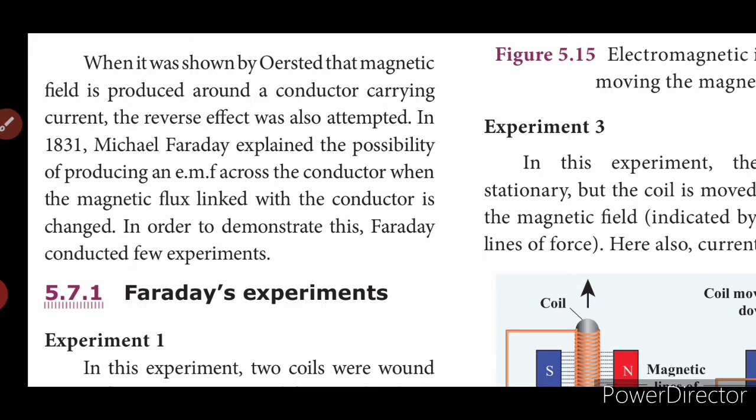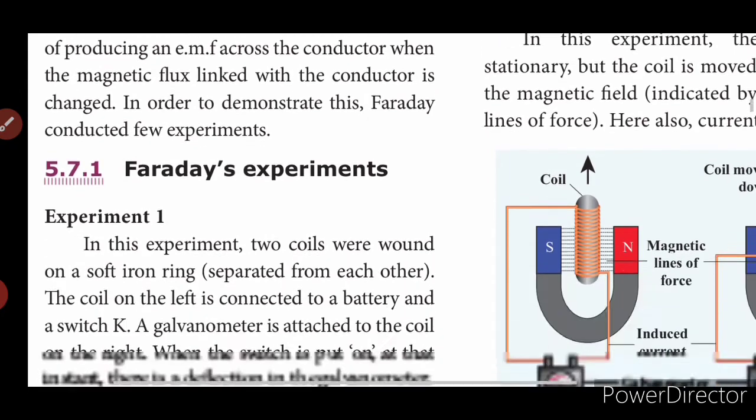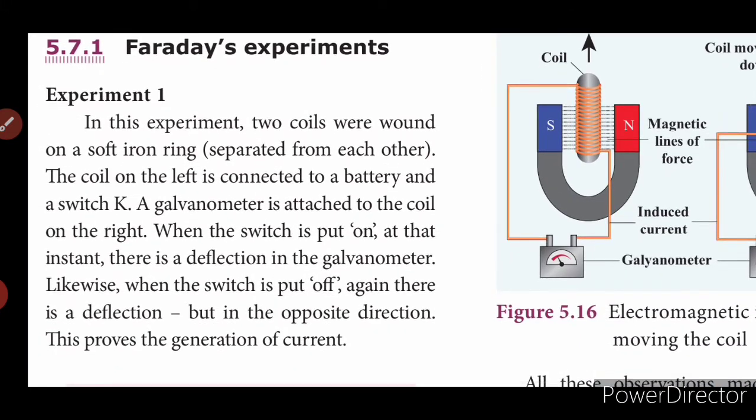So whenever the current gets changed, that produces a magnetic flux, and you can calculate that magnetic flux. For this calculation, Michael Faraday conducted many experiments. Below we are going to see the experiments he conducted to find the magnetic flux.